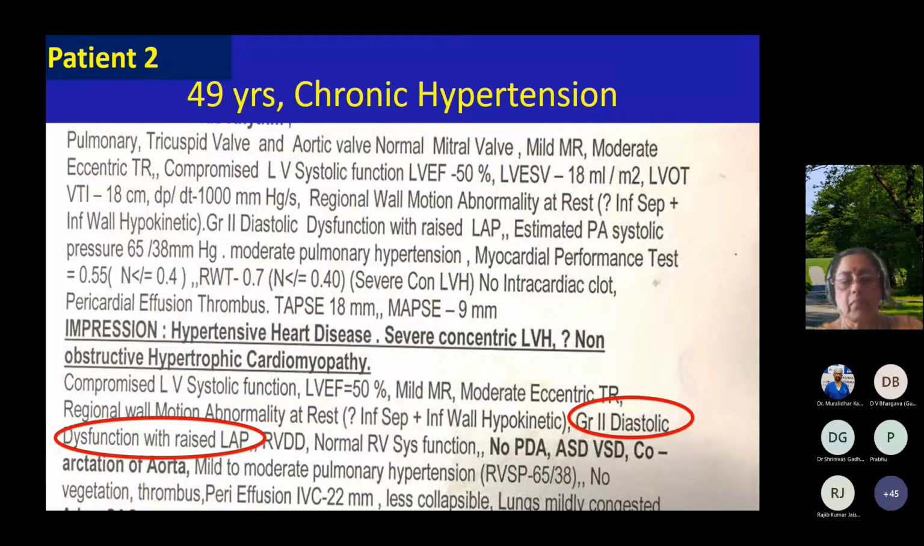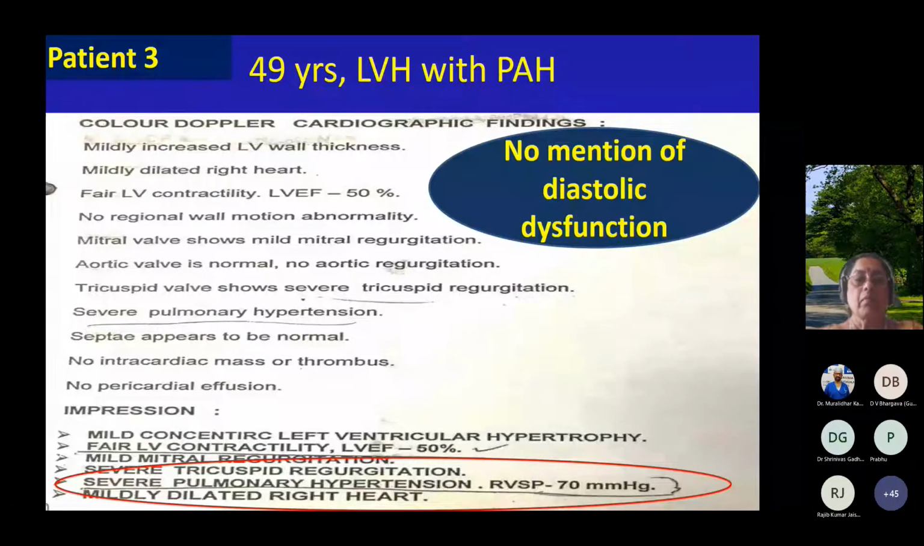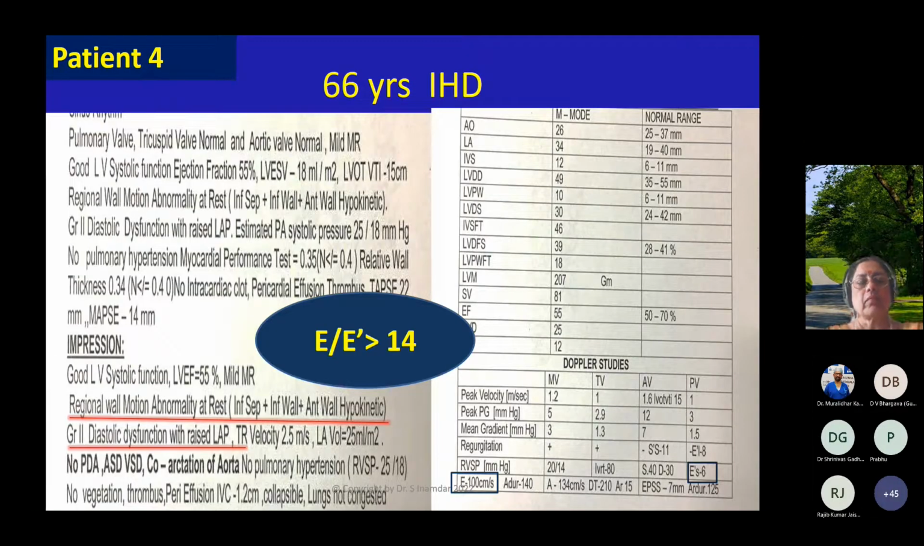This is another patient, very nicely written over here, grade 2 diastolic dysfunction with raised LAP. Now see this report. This is a 49-year-old with LVH and pulmonary hypertension. Read this: severe tricuspid regurgitation, severe pulmonary hypertension, mildly dilated right heart. So it has come up to that level also. There is LVH, but no mention of diastolic dysfunction. This is not on. You have to ask them pre-operatively how severe the diastolic dysfunction is. This is another man with E by E prime more than 14.